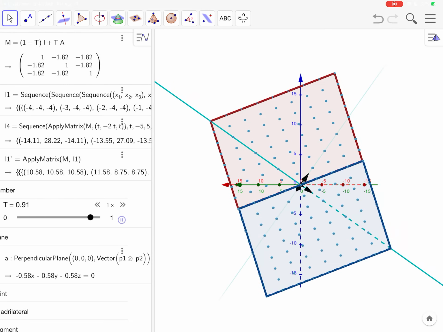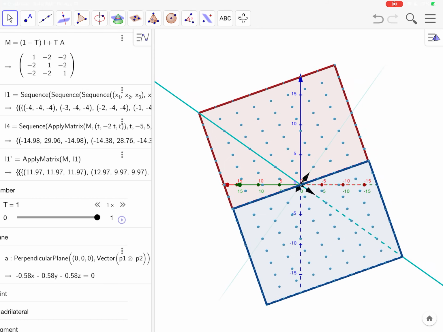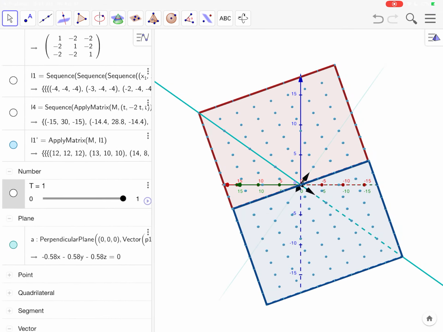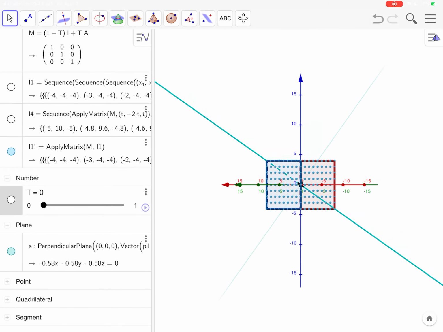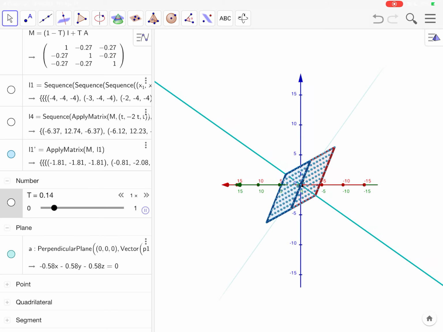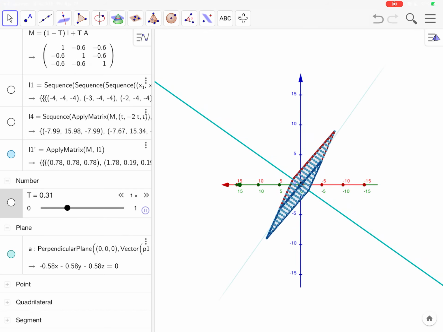And even if you pay attention to the dots that were on that plane, you can see that those grow by a factor of 3 as well. So real quick, let me play that one for you again. Come on. Yeah. That's the eigenspace related to lambda equals -3.